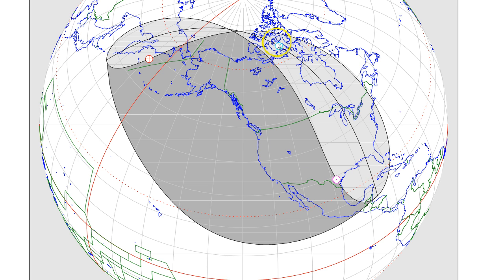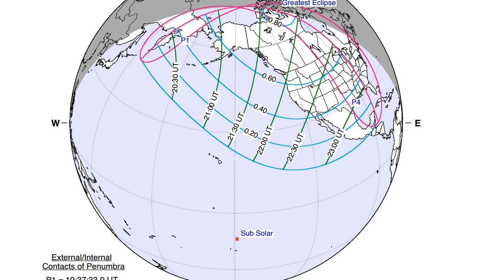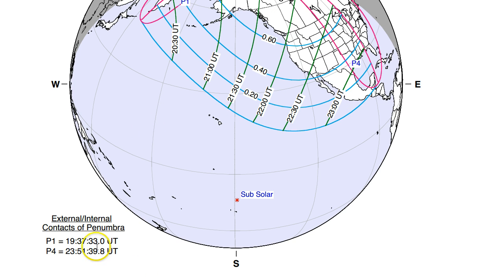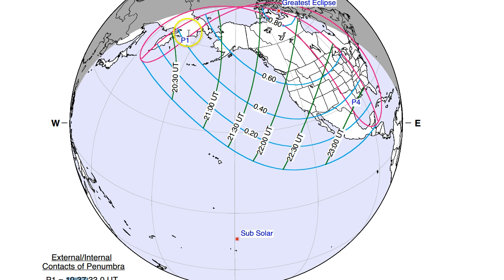The greatest eclipse will be at this point. It's going to start on this part, walk this way, and end around here. The P1, the penumbra 1, the first contact, will be at 1937 hours Universal Time. That's when the eclipse will start around here. The greatest eclipse will be around here.